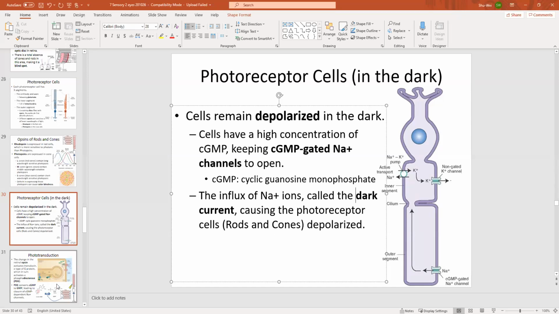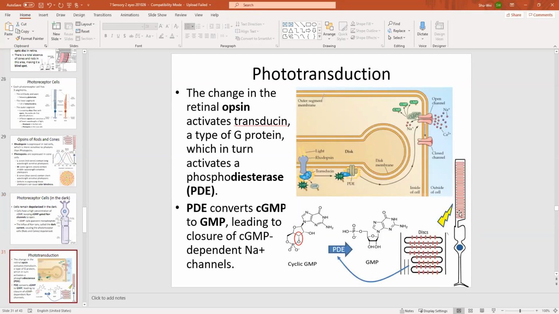Now, if there is light, light will shine on this disk. On the membrane of this disk, we have this opsin, for example, photopsin or rhodopsin. These opsins are membrane proteins. It will activate an enzyme called phosphodiesterase, or PDE for short. This phosphodiesterase will convert cGMP to GMP. So light will reduce the amount of cGMP. And with less cGMP, this cGMP-dependent sodium channel will close. Then there will be no sodium coming in.